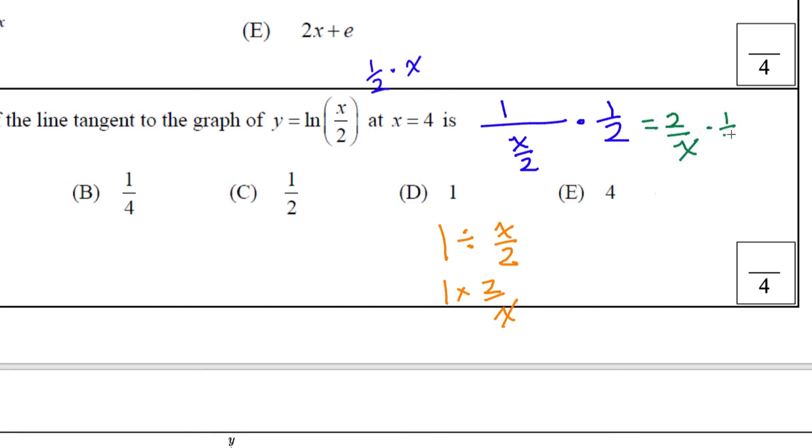times 1/2. And notice that the 2 on the top and the bottom are going to cancel out. The correct answer is 1 over x, but I need to plug in x equal to 4. So it's 1/4.